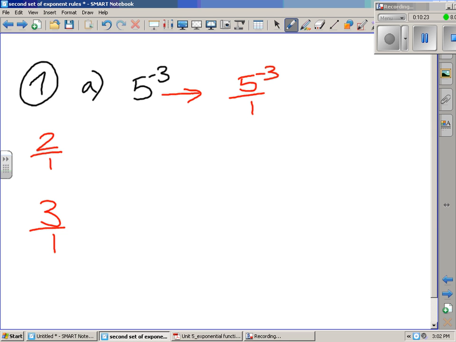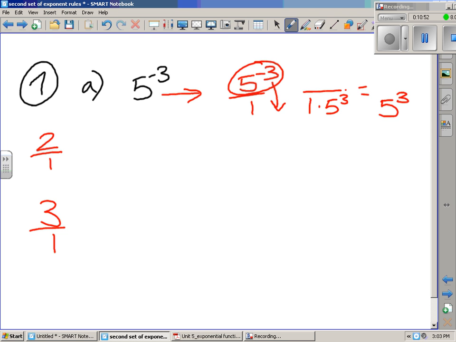Because what's going to happen is that we're going to flip this over the fraction bar to change this negative exponent to a positive exponent. So I'm going to go ahead and flip this over the fraction bar. And in the denominator now I have 1 times 5 to the negative third, which just equals 5 to the third. Oh, sorry about that. I didn't mean to write 5 to the negative third.